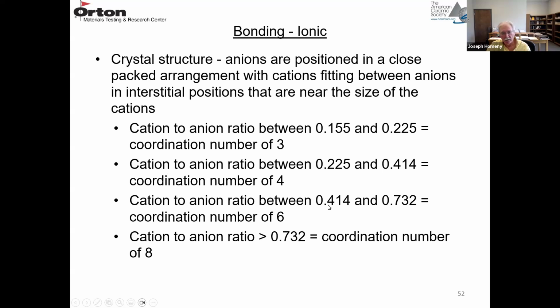And then going up in size in a higher ratio, 0.414 to 0.732, now the coordination number is 6. 6 anions surround the cation. And then if the ratio is greater than 0.732, the coordination number is now 8. So you can see as the ratio of the cations to anions changes, the coordination number changes, and that's going to dictate the type of crystal structure.